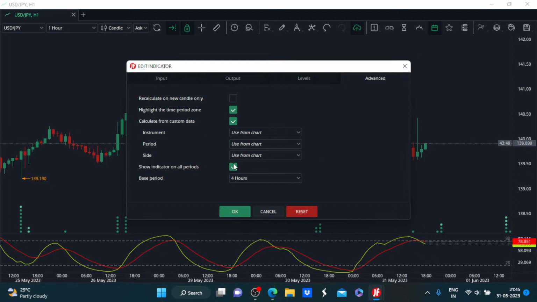Show indicator on all the candle periods. Whenever you want this indicator to be available only on certain time frames, you can have it. Else, you can have it on all the candle periods by opting in for this show indicator on all the periods. Base period doesn't really make much difference. Even if we vary it, you can see that there is going to be only a minor difference in the plotting. So this editing option doesn't carry much importance for this indicator.